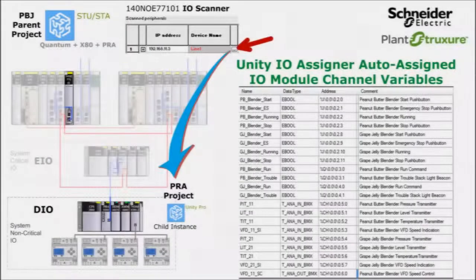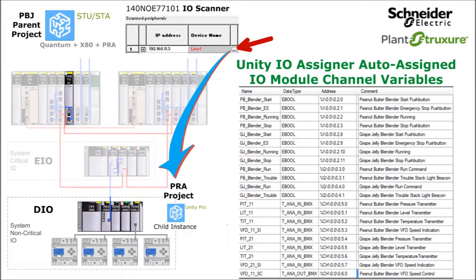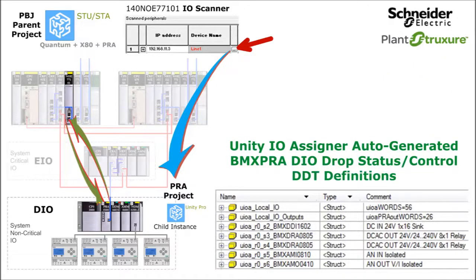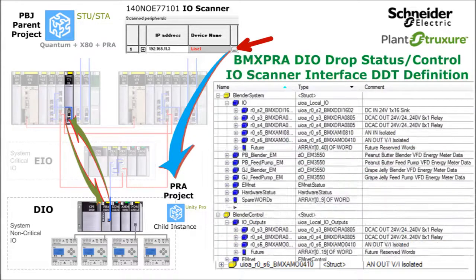These auto-assigned IO module channel variables were added to the project by the use of the Unity IO assigner, and these DDT definitions. So I now have all of the DDTs defined that are required to build a single DDT that will be used by the IO scanner data exchange. And I put these together into a Blender system DDT and a Blender control DDT.